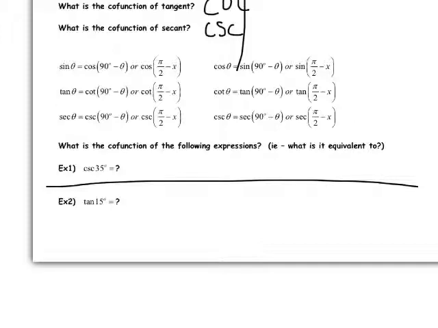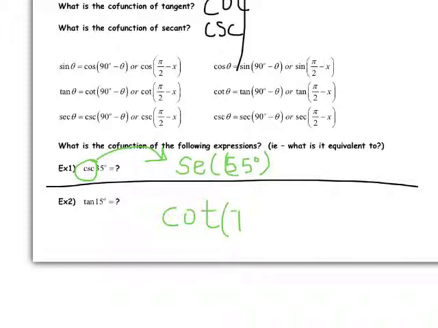So cosecant of 35 is what? Cosecant's cofunction is secant, and then 90 minus 35 is 55. Okay, if you do it for tangent, tangent's cofunction is cotangent, and 90 minus 15 is 75. All right, let's go on to slide 2.